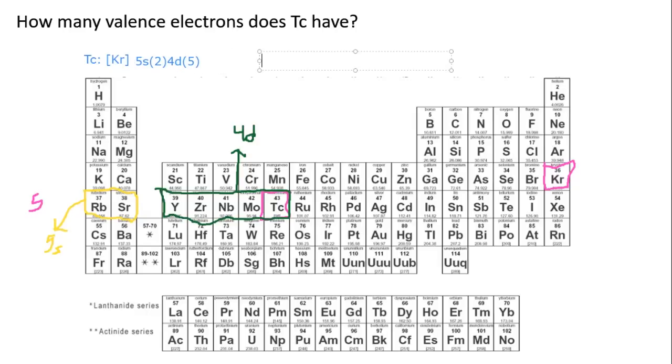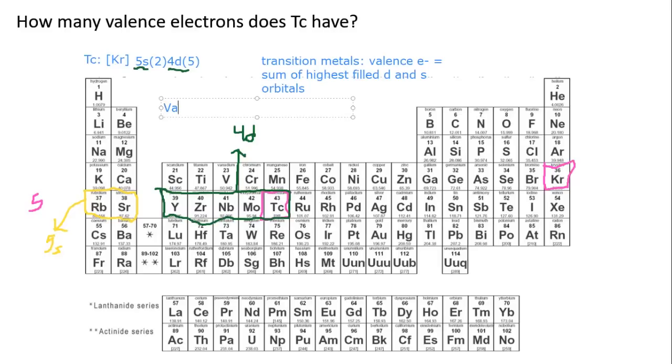And since this is a transition metal, for transition metals, valence electrons equal the sum of the highest filled d and s orbitals. So the highest filled d and s orbitals are the 5s and the 4d, so the number of valence electrons is 9. That's how many valence electrons technetium has.